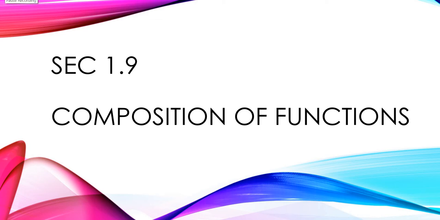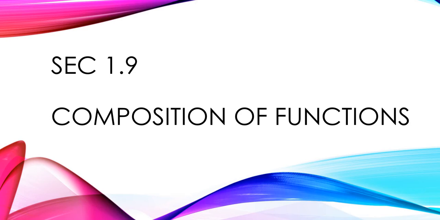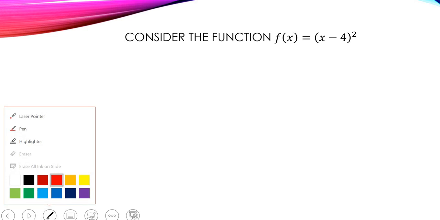Section 1.9 is composition of functions. So let's take a look at this. Consider this function f of x equals (x minus 4) squared. If we were going to evaluate that, first we would plug into the function x minus 4 and evaluate that, and then we would take it and square it. So there are really two functions going on here.